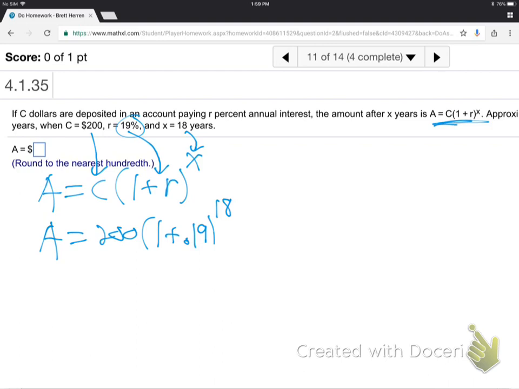What I mean by it's just a plug-in: it sounded all fancy, but it's just a plug-in. So 200, I'll get the number, see if you can get them too. 200 times 1.19 to the power 18. I'm getting 4580. They want the nearest 100, so 4580.10. Did y'all get that? You able to get that?